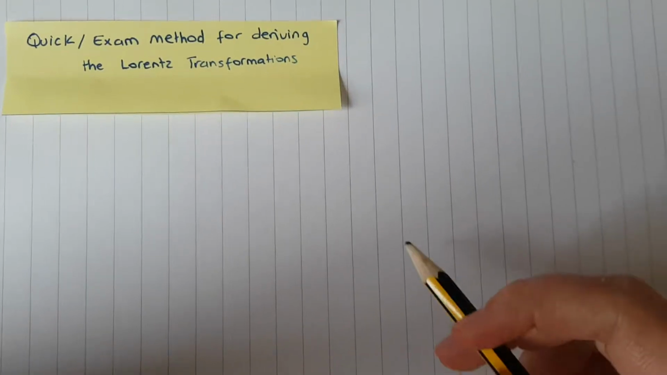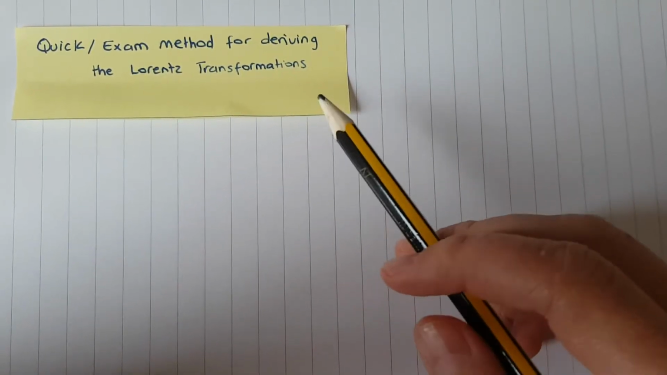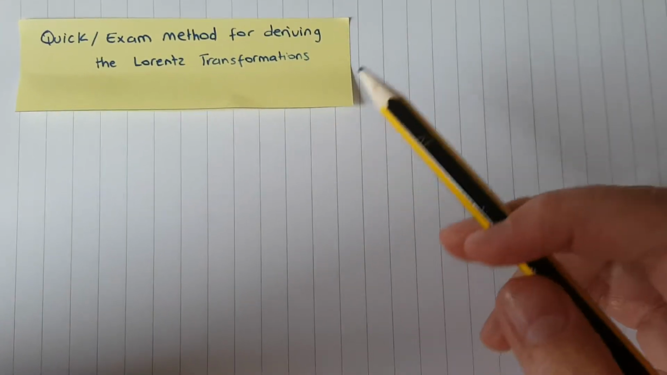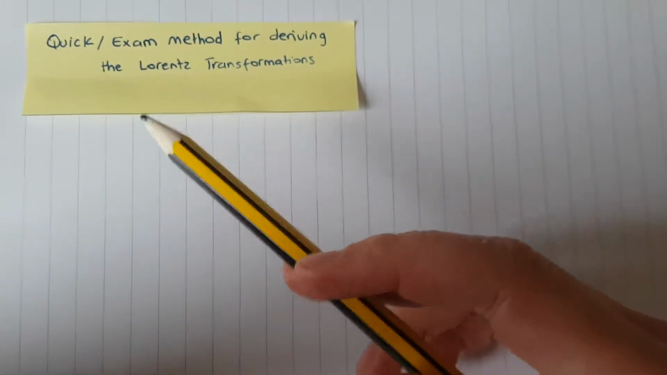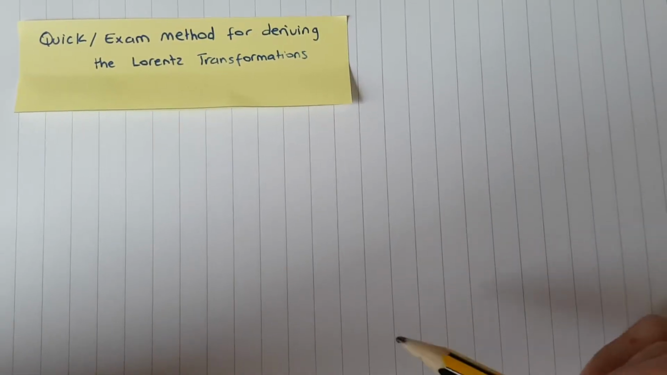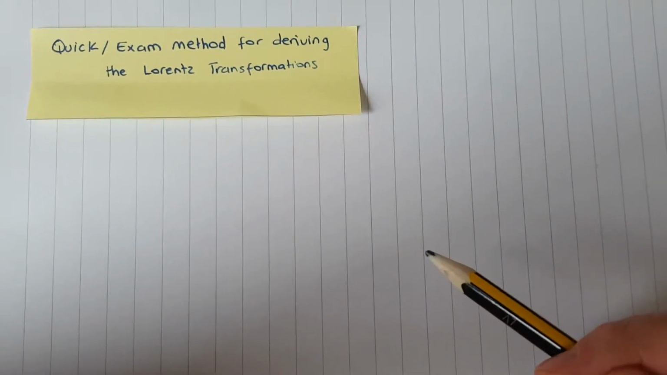Hello fellow physicists. If you've seen my notes for deriving the Lorentz transformations, you would have seen that they were a bit long, a few pages, and involved a fair amount of algebra. So I thought up a quick exam method that's quite simple, that requires you to know much fewer things, and it has less chance of the hairy algebra going a bit wrong.